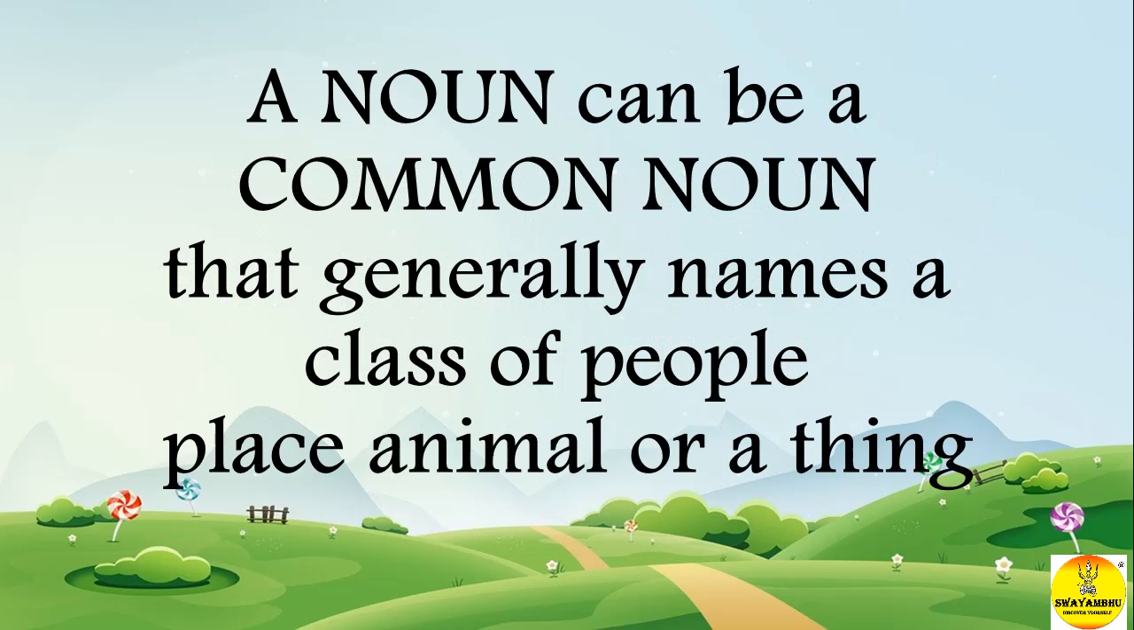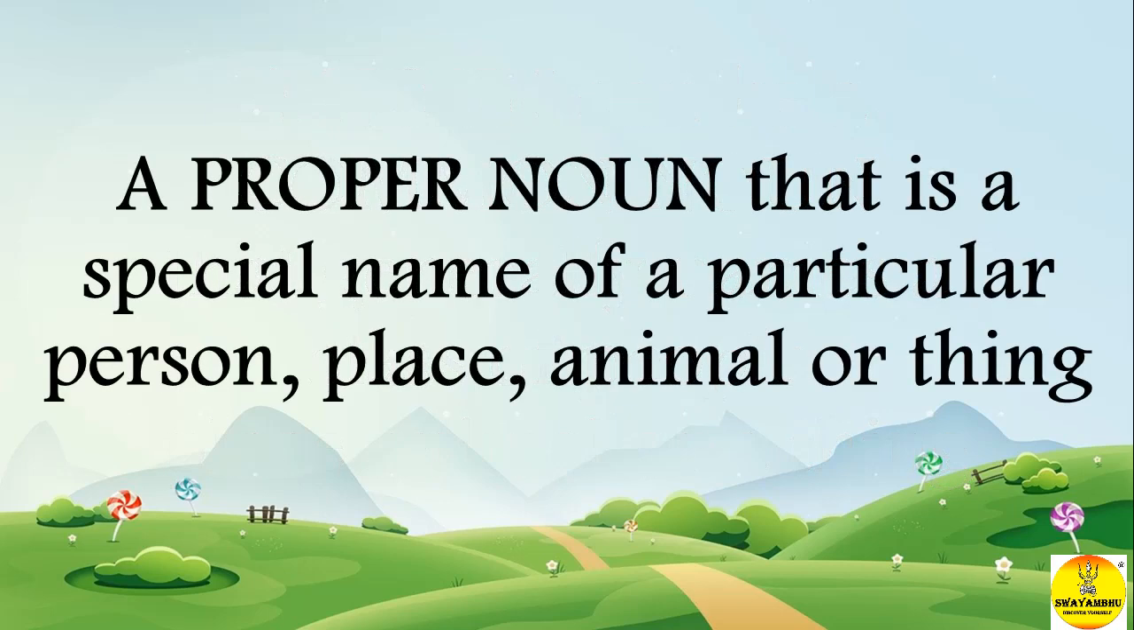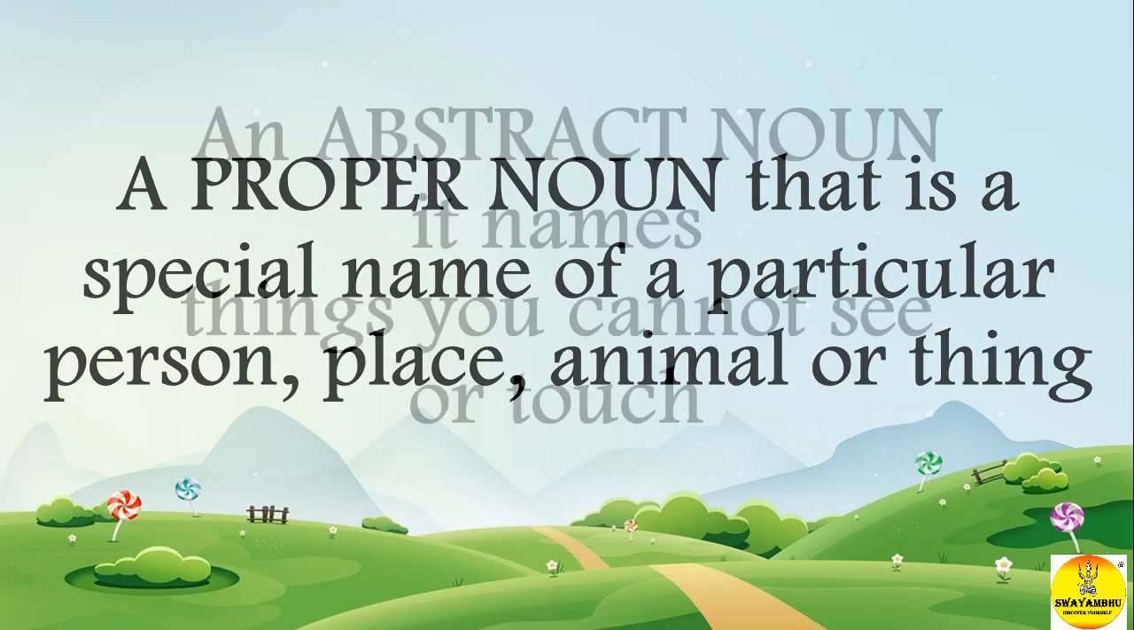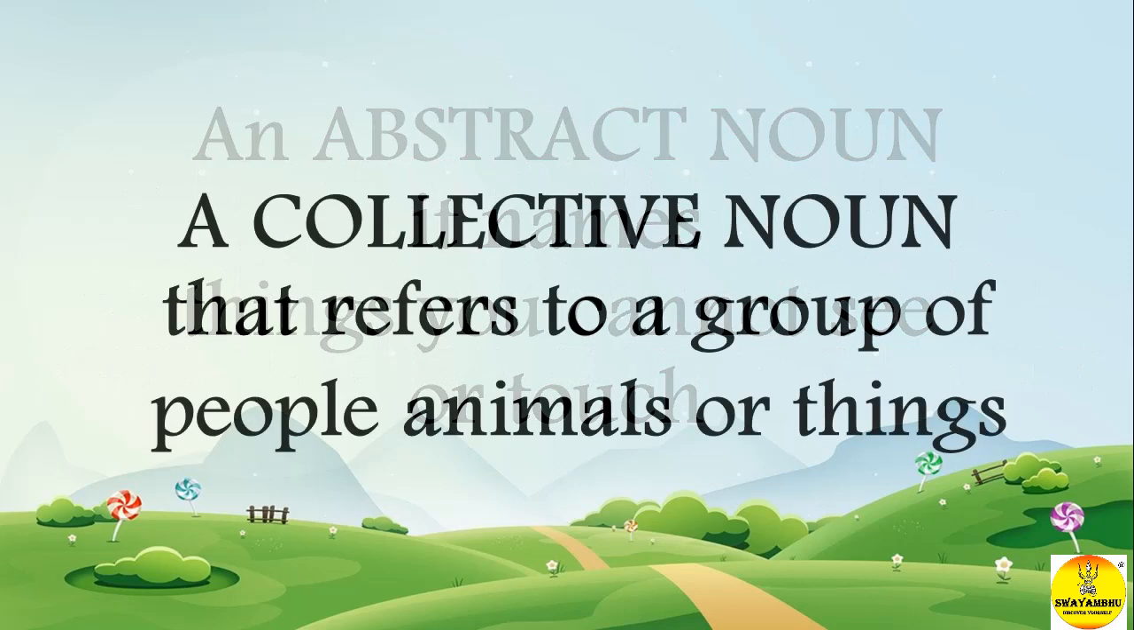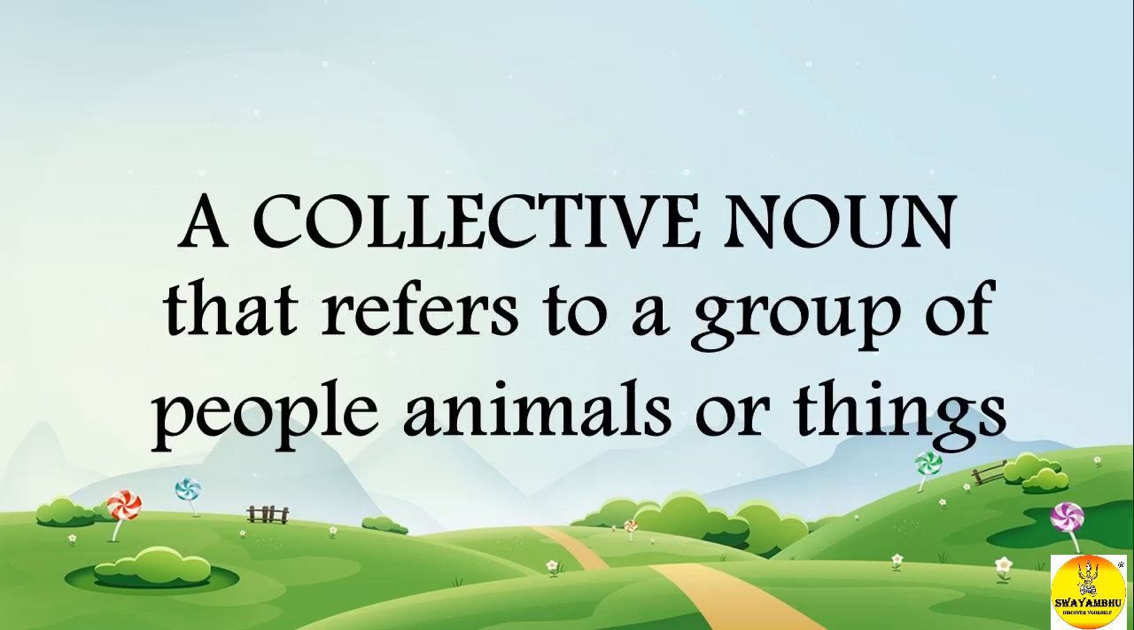A noun can be a common noun that generally names a class of people, place, animal, or a thing. A proper noun that is a special name of a particular person, place, animal, or thing. An abstract noun, it names things you cannot see or touch. And a collective noun that refers to a group of people, animals, or things.